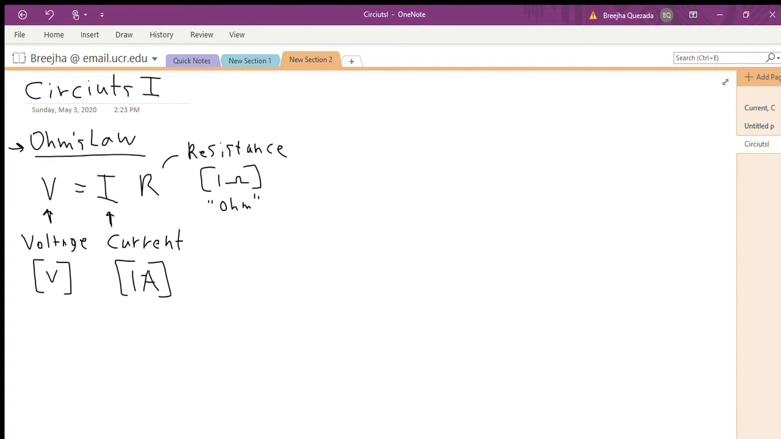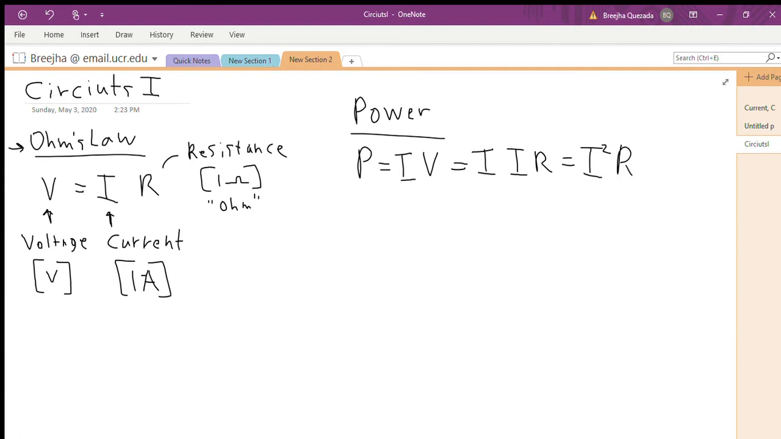So one of the more important equations to know when you're doing circuitry problems is going to be power. And so power, we consider it to be P equaling I times V. And since V equals IR, we can also say it as I times what V equals, which is IR. And that's where we get this I squared R value from. So this is commonly given to us in units of watts.